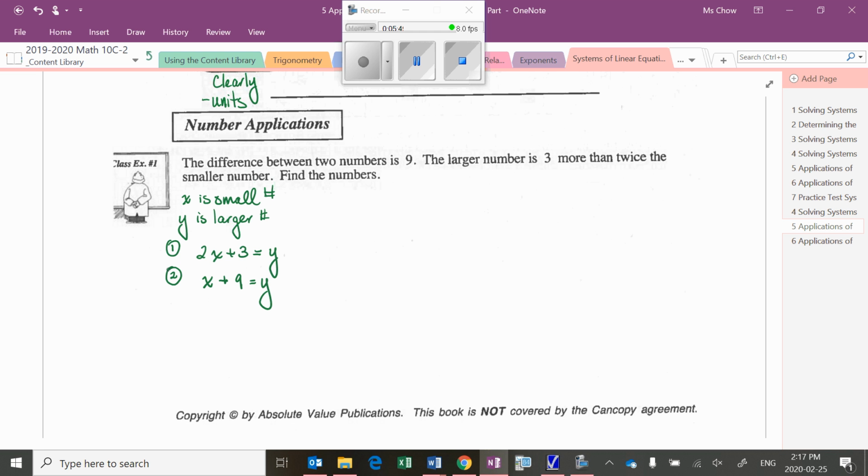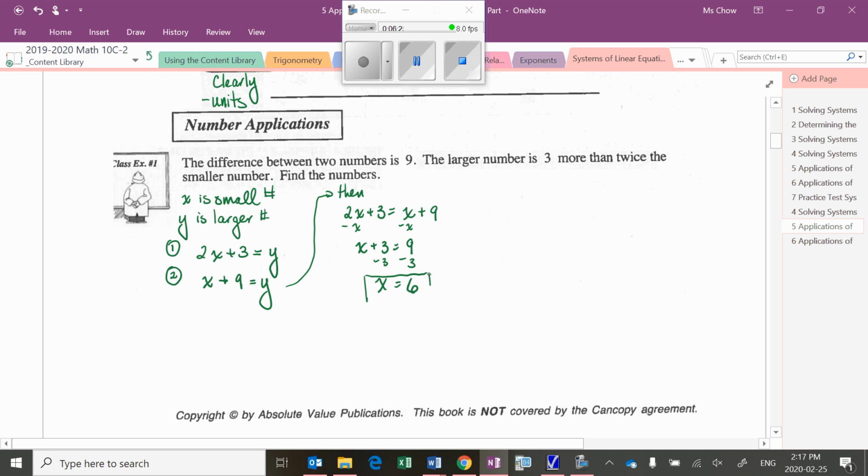If 2x plus 3 equals y, and x plus 9 also equals y, then they must equal each other. So 2x plus 3 must equal x plus 9. There we have it: one equation, one unknown. We can go ahead and solve. All the x's go onto one side, so if I subtract x, then we've got x plus 3 is equal to 9. Subtract 3 from each side, so x is equal to 6.